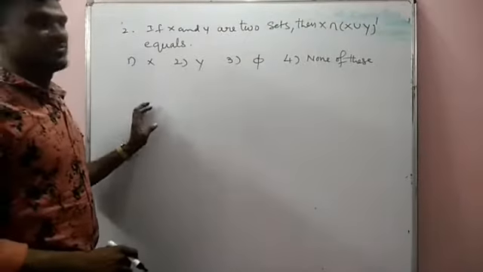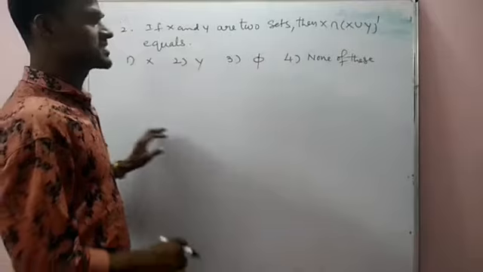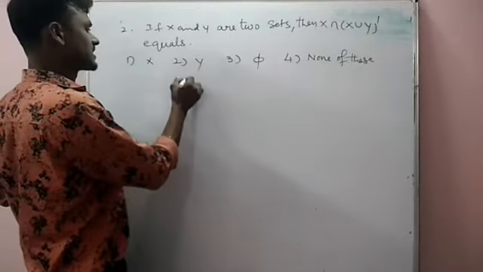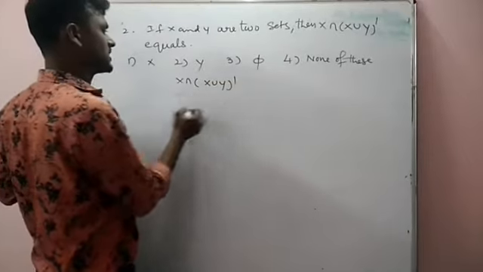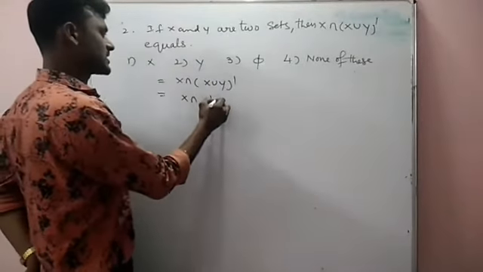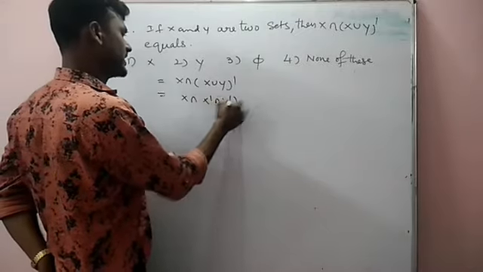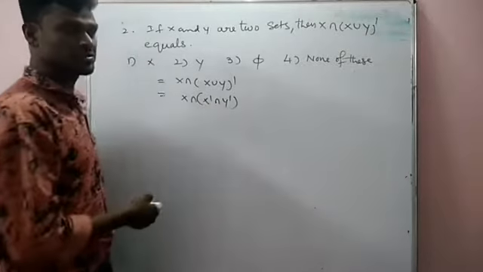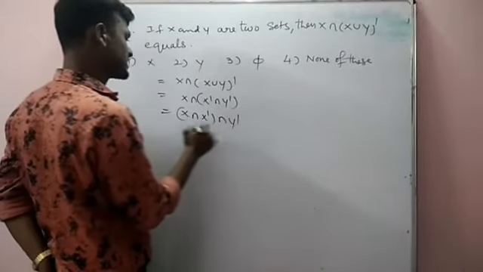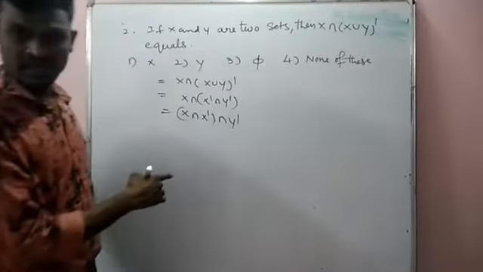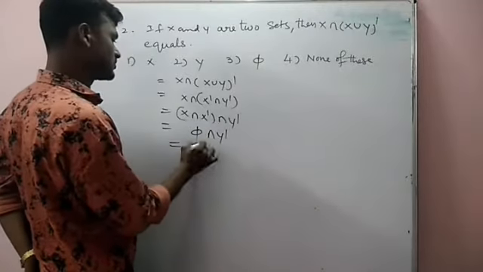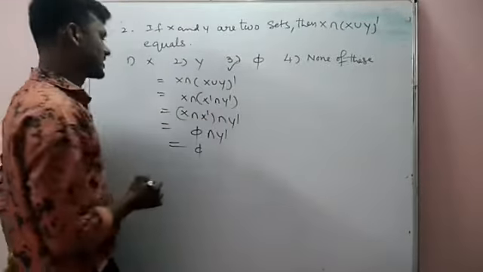My second question is: if X and Y are two sets, then X intersection (X union Y dash) dash is equal to what? Here X intersection (X union Y dash) dash is rewritten as X intersection X dash intersection Y dash. Now we apply the associative law: X intersection X dash intersection Y dash. X intersection X dash is equal to phi, and phi intersection Y dash is equal to phi. This answer is option 3.